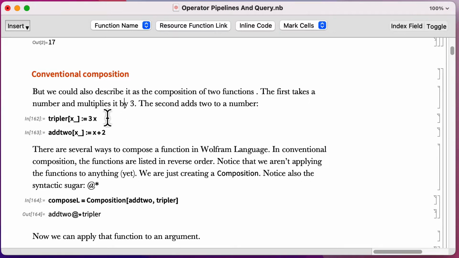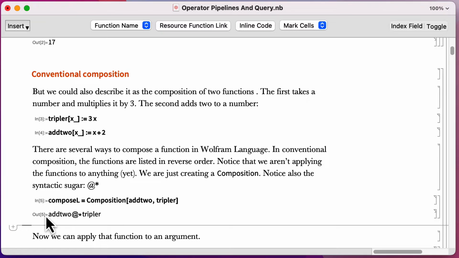So we have two functions here, tripler, which multiplies by 3, and add 2, which adds 2. So we could compose those two functions so that they act together. And the way we would do that is we would take the last operation first with a head of composition. We take the last operation first, and then we put the first operation. So the order of the arguments to composition is the opposite of the order in which we want the functions to be applied. And you can then name that composition, just like you can basically name anything in Wolfram language, and we'll call it compose-L.